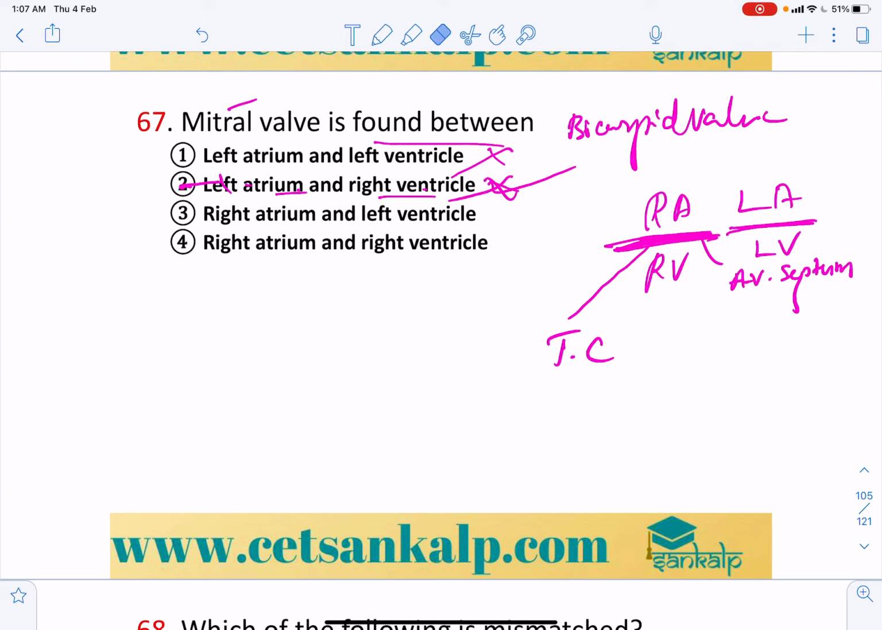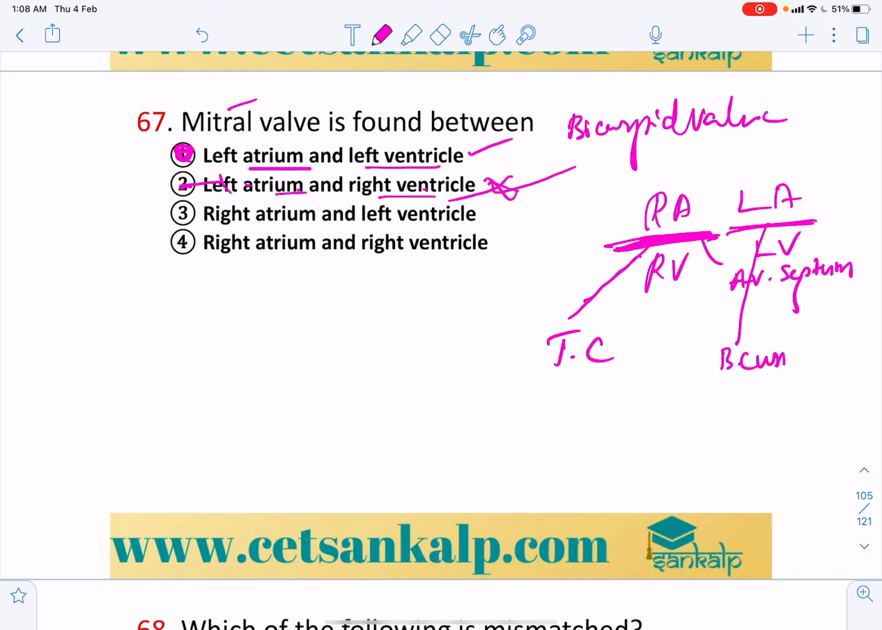First one, left auricle and left ventricle, correct. So this we can select the answer. Tricuspid, and then here is a bicuspid.